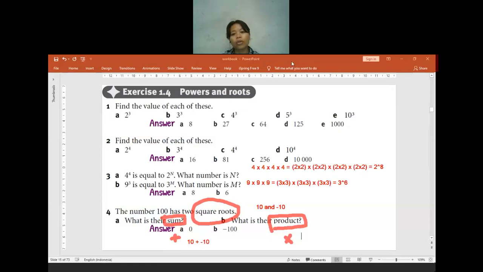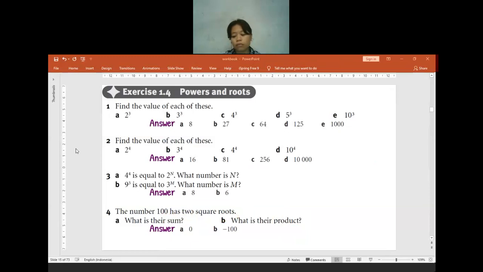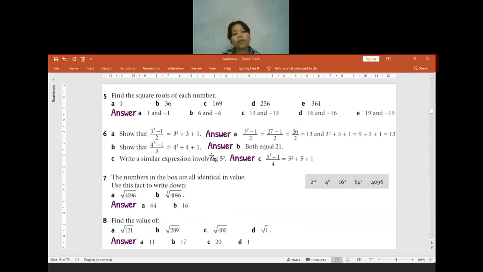Is there anyone who gets confused, or maybe my explanation is too confusing for you? Do you need more explanation? No? Okay. If no one is confused, I will move to question 5. For question 5, find the square roots of each number. It says square roots, so the answer will be positive and negative. Square roots of 1 will be 1 and negative 1. Square roots of 36, 6 and negative 6.